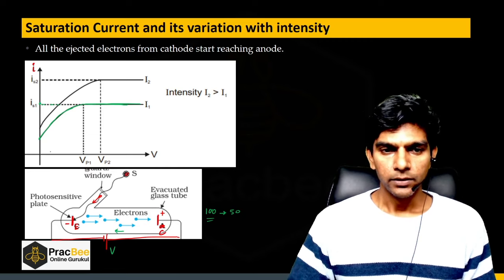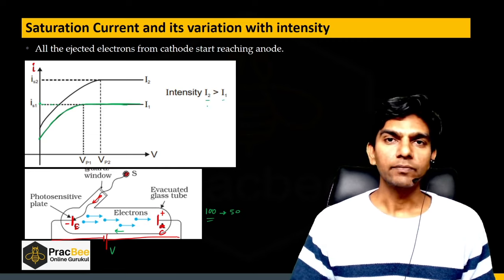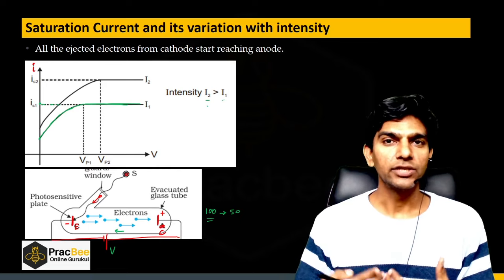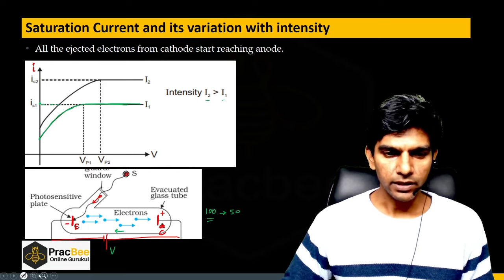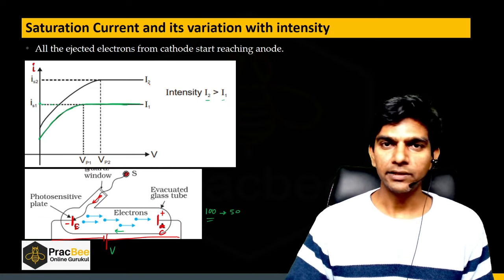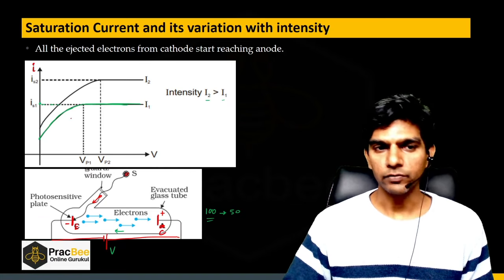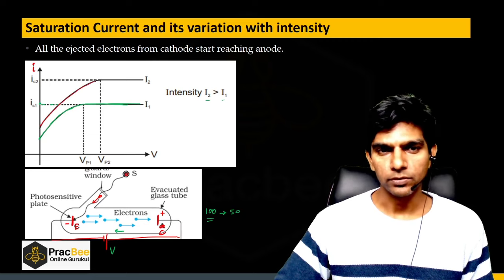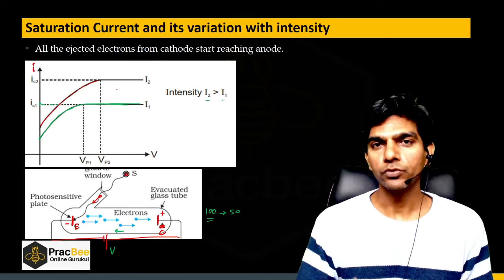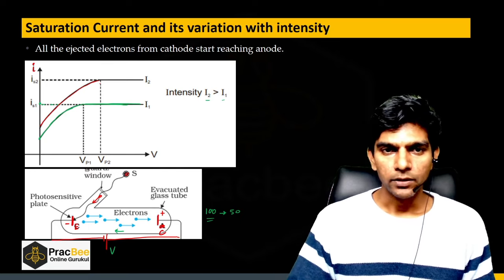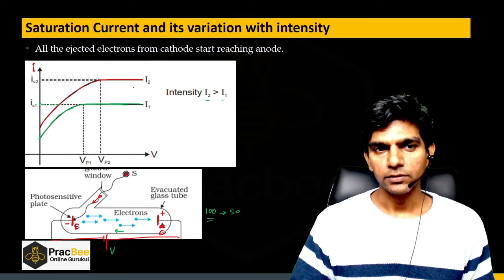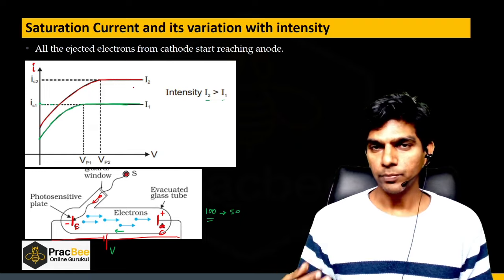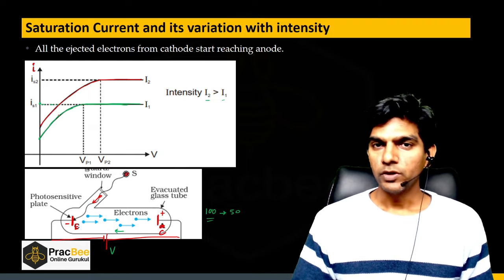Similarly, if we increase the intensity, then the number of photoelectrons being ejected will increase. So can you see the graph for I2, where I2 is the intensity, I2 is greater than I1. In this case, the value of the current is more. And it is quite obvious because more photoelectrons are reaching the collector plate. And in this case, the saturation current will also increase. So we can see the saturation current depends upon the intensity. So do remember this graph.